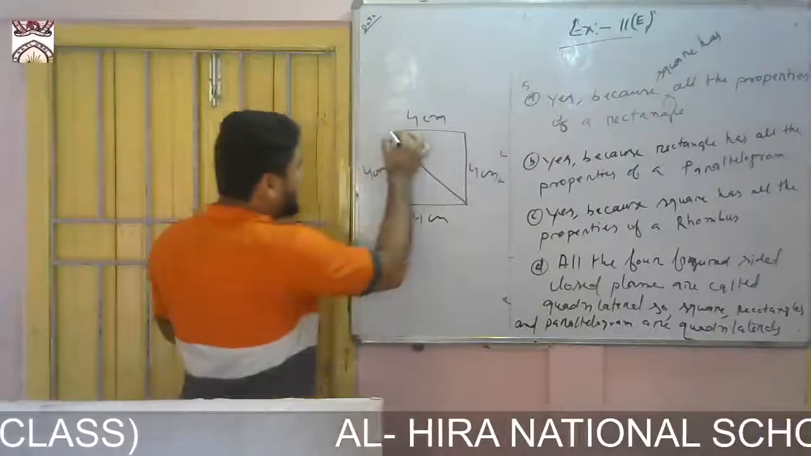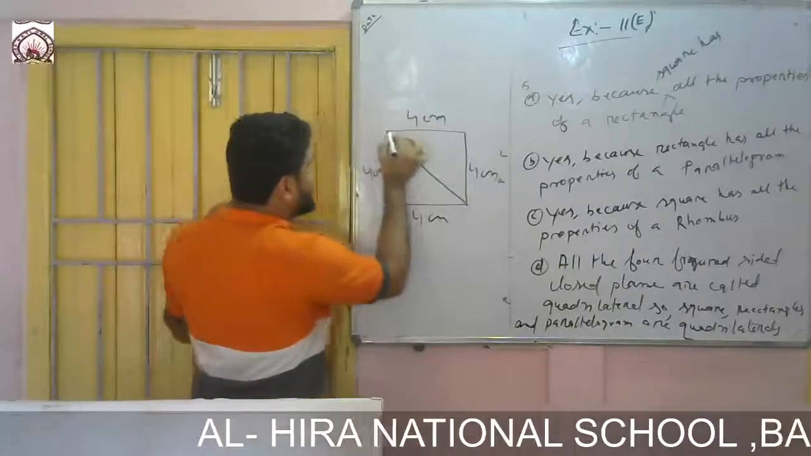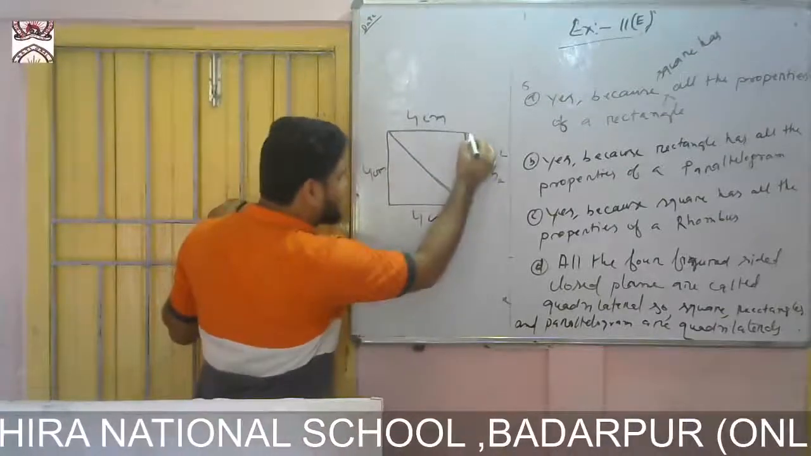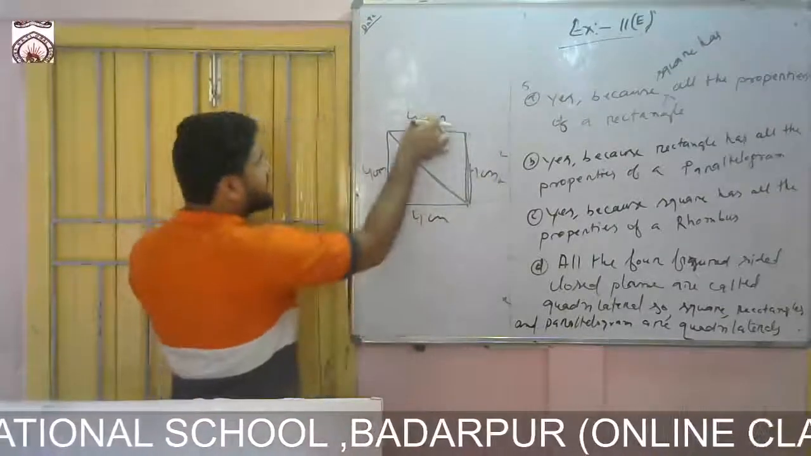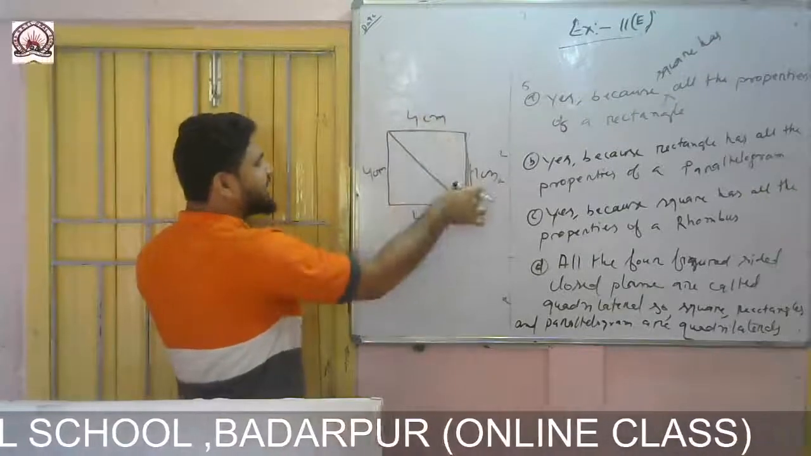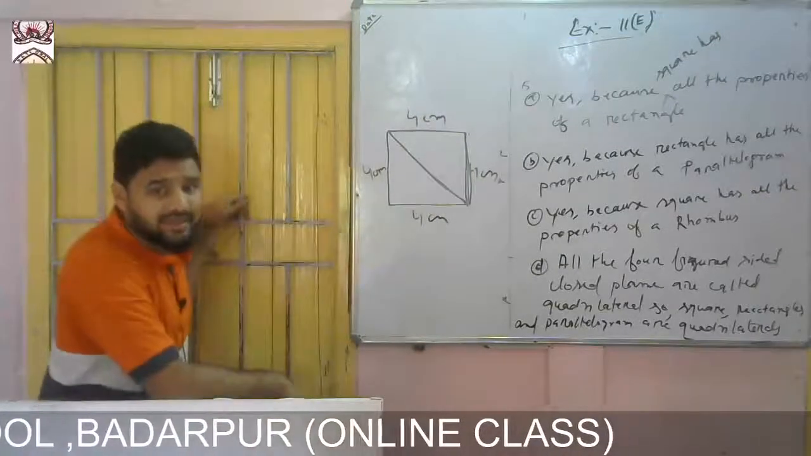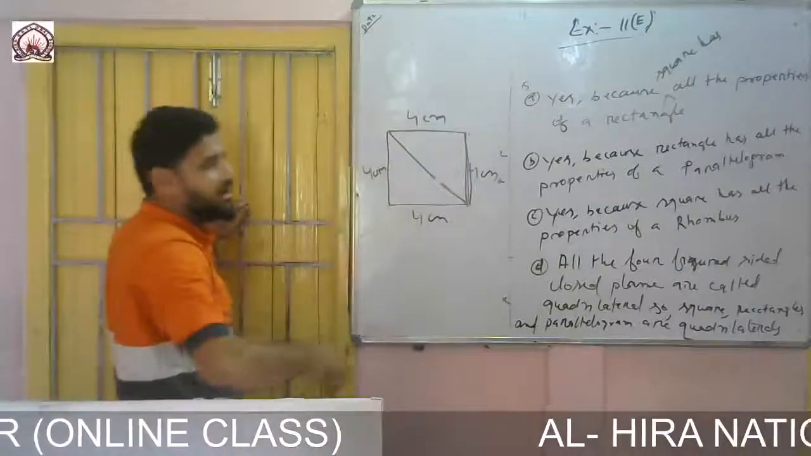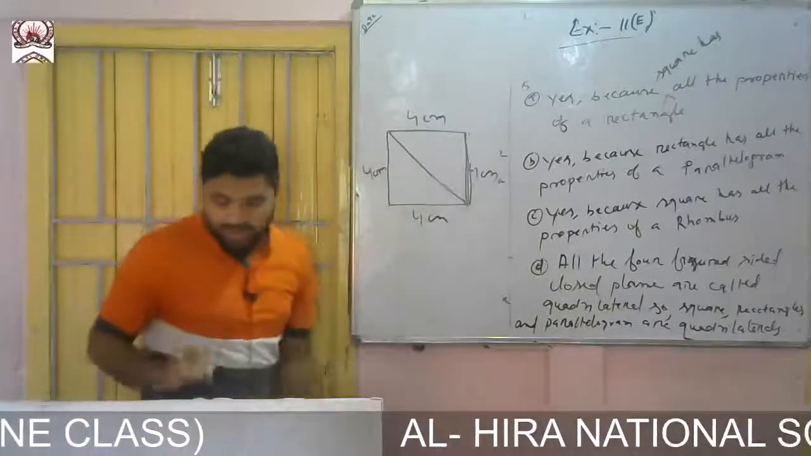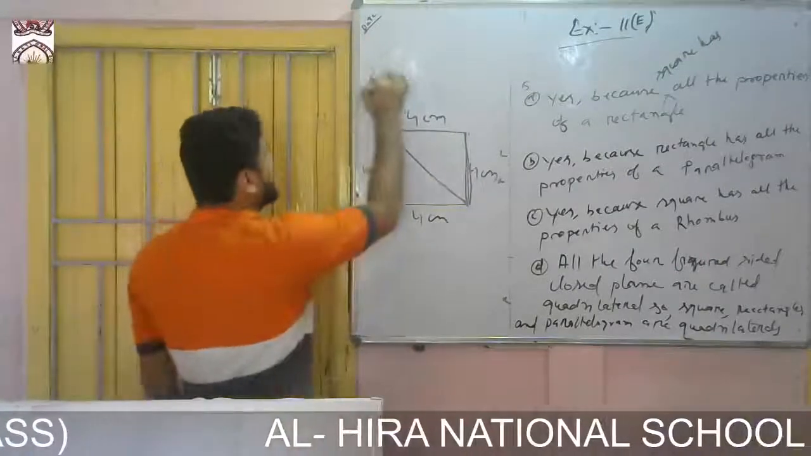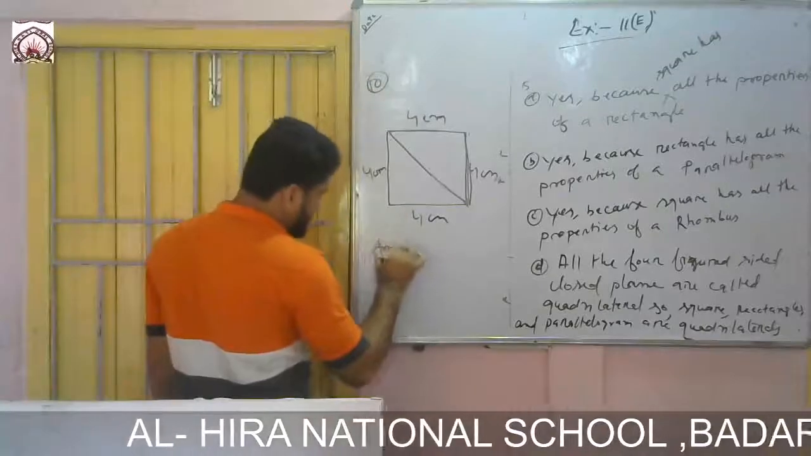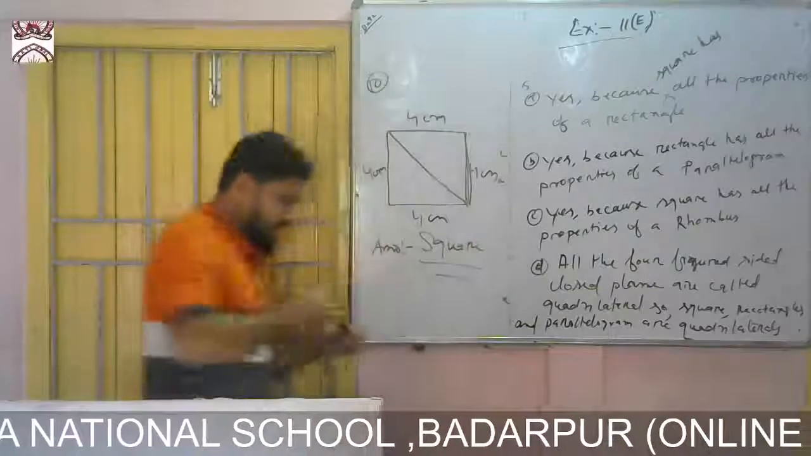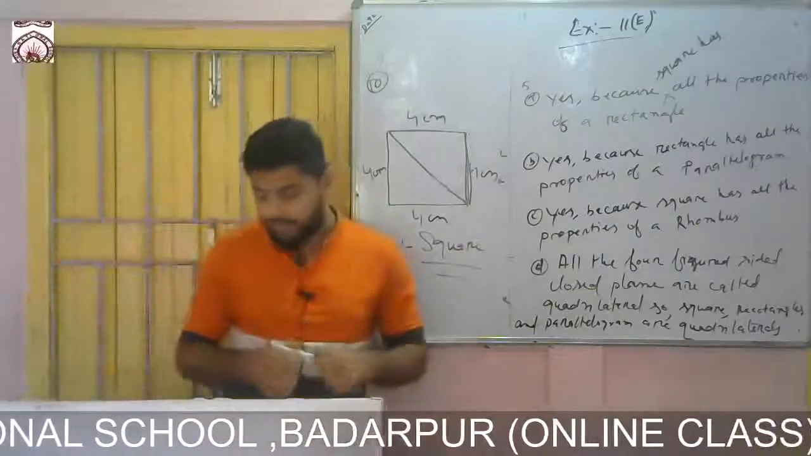So this diagonal divides the square into two isosceles triangles. I can take this one as one isosceles triangle because this side is 4 centimeter and this side is 4 centimeter. If two sides are equal, then it is an isosceles triangle. So this one also is an isosceles triangle. So it is only a square. The answer to question number 10 is square.